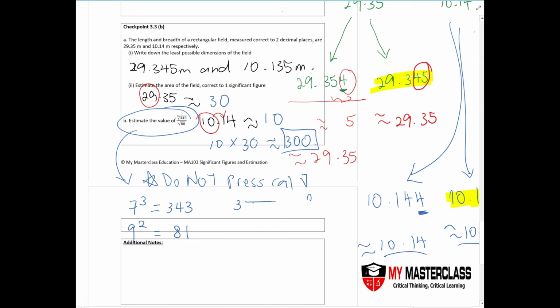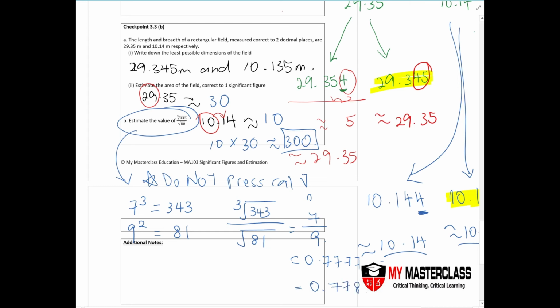It means that if I cube root 343 and divide by the square root of 81, I will get 7 over 9. Now what does 7 over 9 mean? It means that it is 0.7777, all the way to 8. So if I were to give an estimation, to 3SF, always remember, your answers are to be left to 3SF, it will be 0.778.